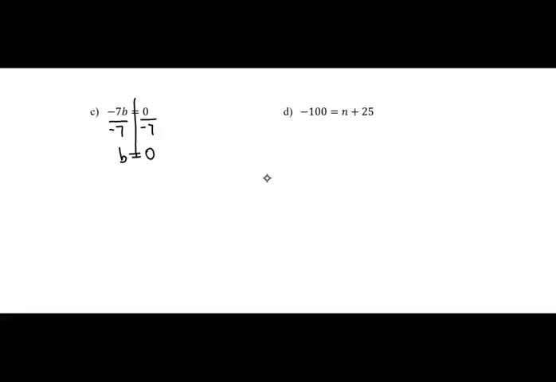Okay. So I'm going to check for the solution. I'm going to plug that back in. So I have -7 times 0 equals 0. Well, any number times 0 is going to give me 0. 0 equals 0 is true.